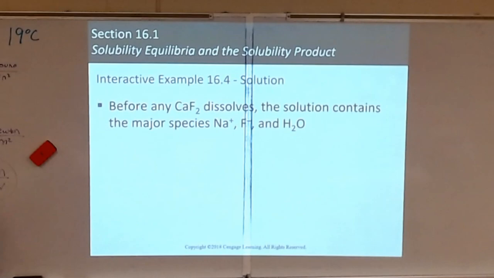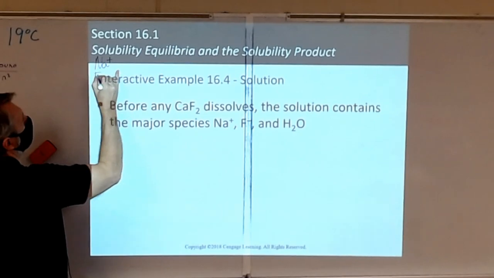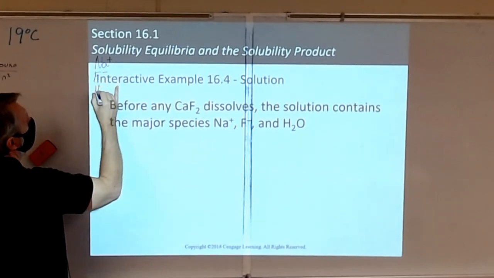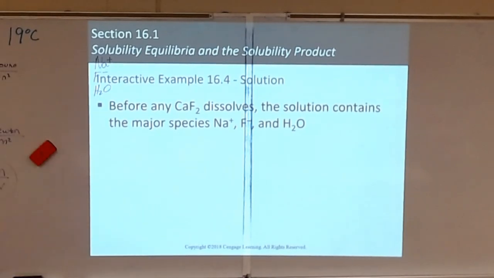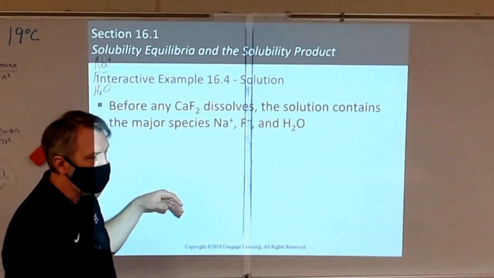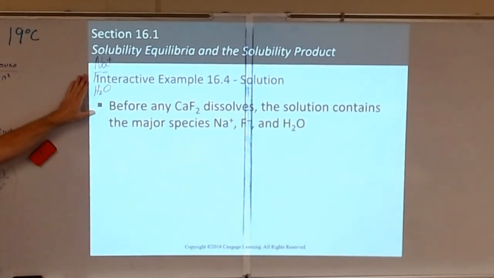Let's take a look conceptually. I want you to think about what's in there right now. What's in there right now, and I'm going to write it here just because it's kind of weird. I've got sodium. I've got fluoride. I've got water. That's what's in the solution right now. Major species. Because we know anytime I've got water, I've got some hydroxide and some protons and whatever. They're really small. But these are my major guys. Okay?